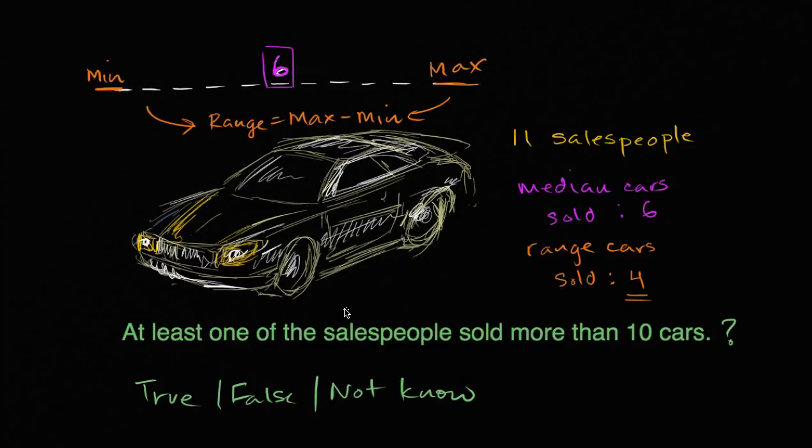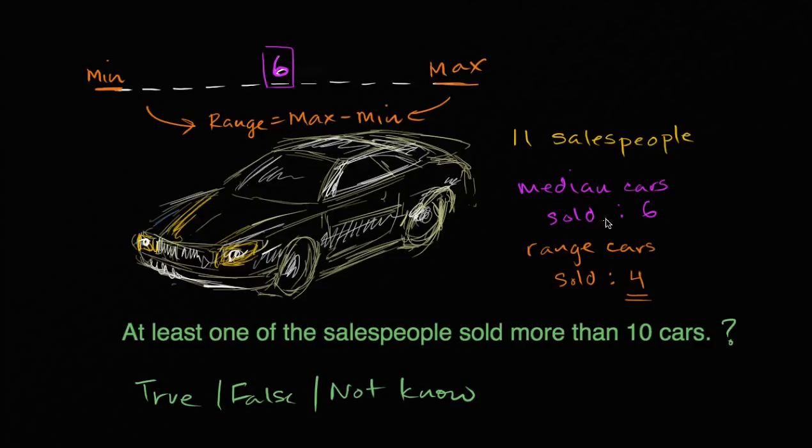And so I encourage you to pause the video now and try it out. All right, so let's work through it together. This is kind of a fun puzzle here where we've been given some clues and then we have a statement and we figure, can we say it's true? Or can we say for sure that it's false? Or do we just not know? So a couple of ways to tackle it. One way to tackle it is, well, look, one of the salespeople must have sold 6 cars.